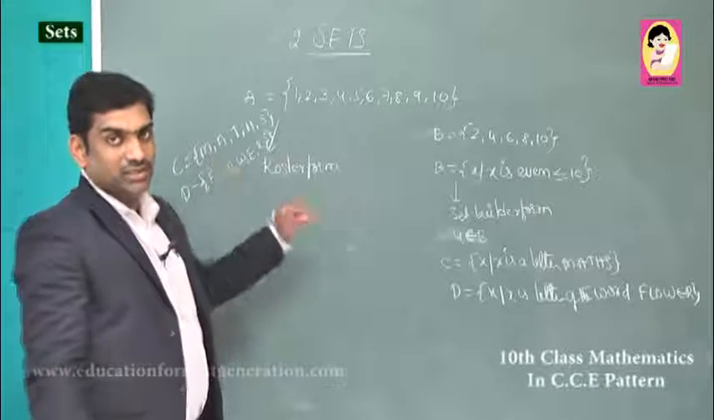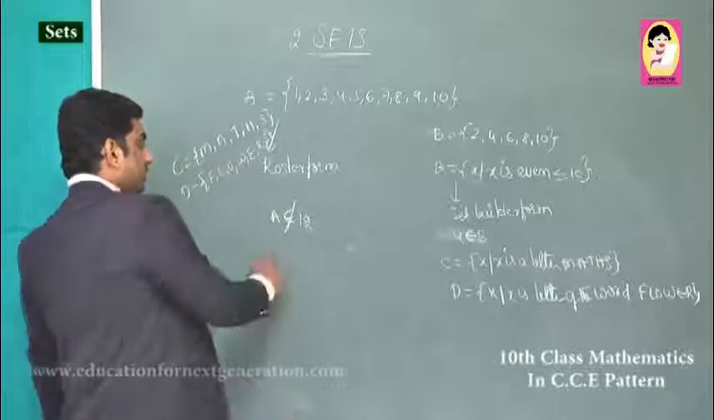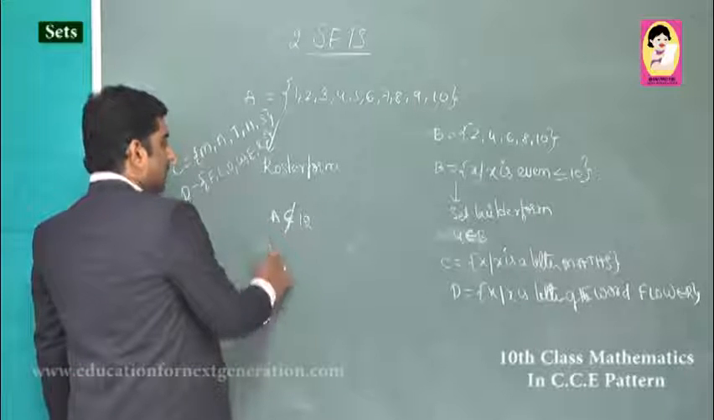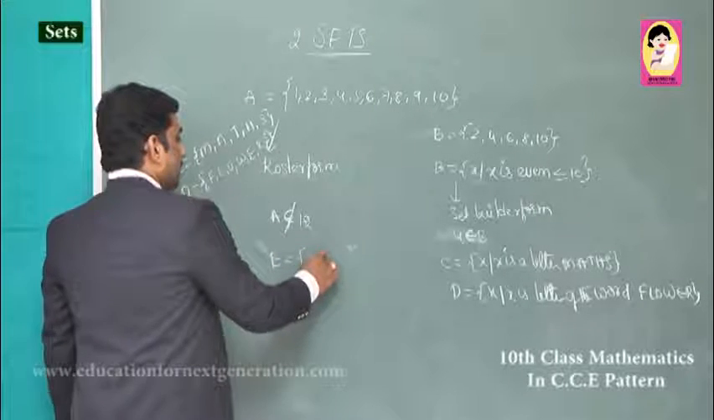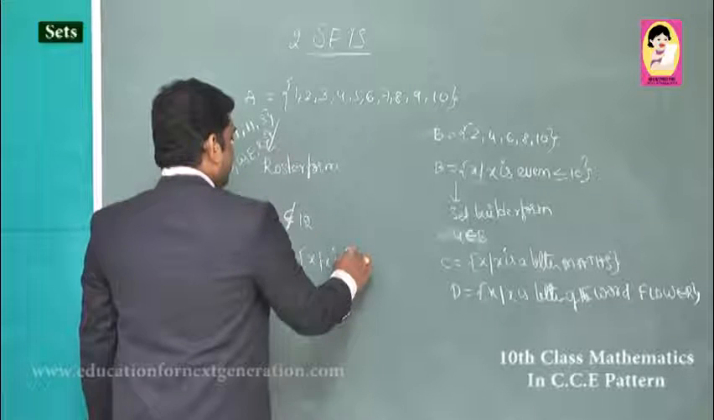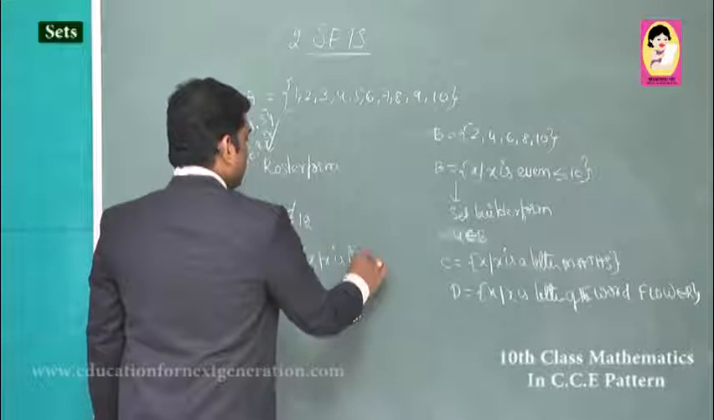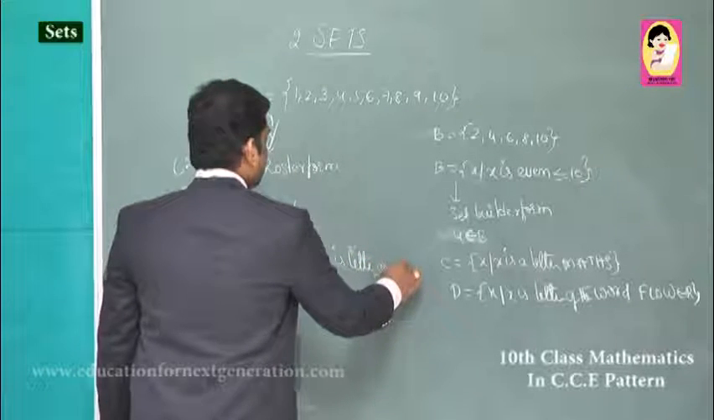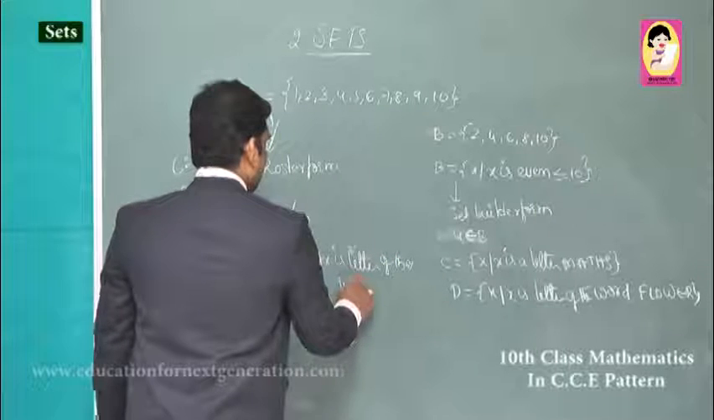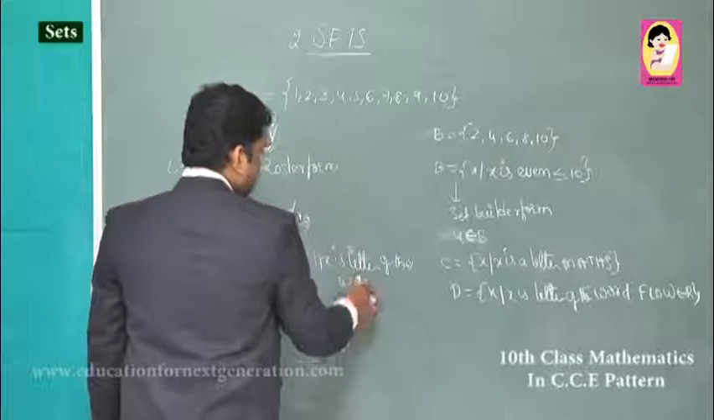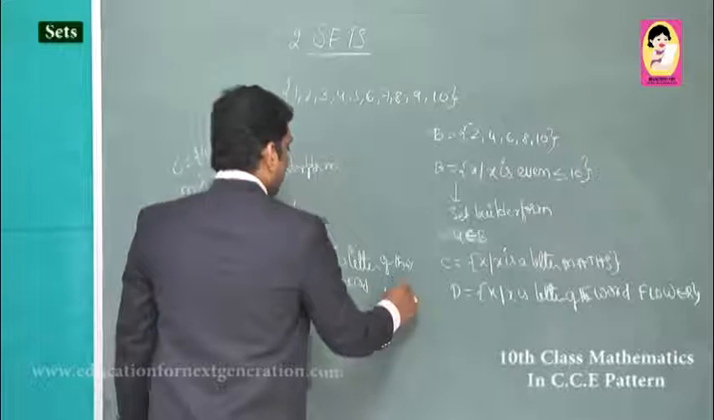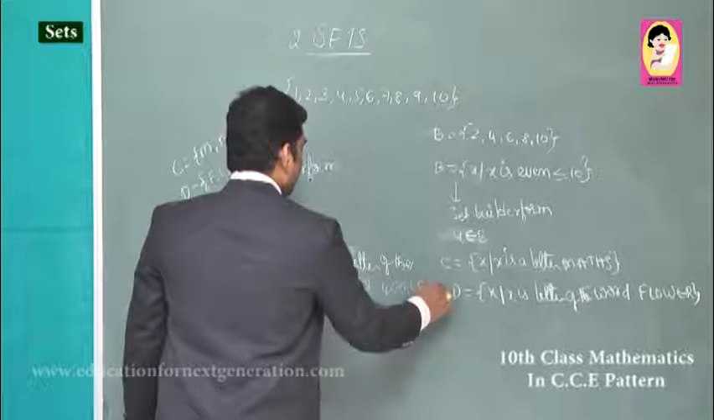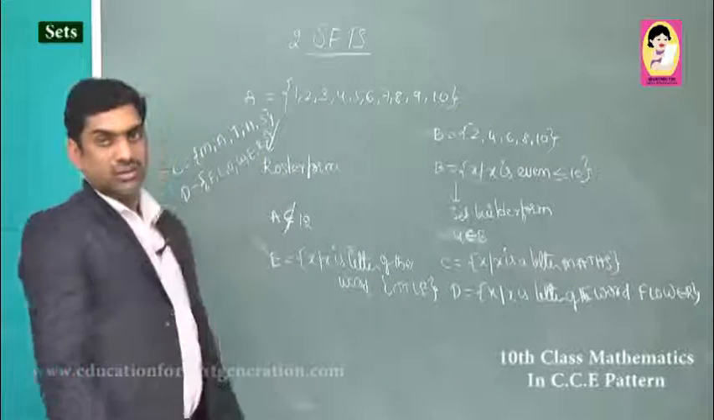And one more important point: nowhere do the elements of a set repeat. For example, here some set E is there. E is equal to X such that X is a letter of the word little. X such that X is a letter of the word little.